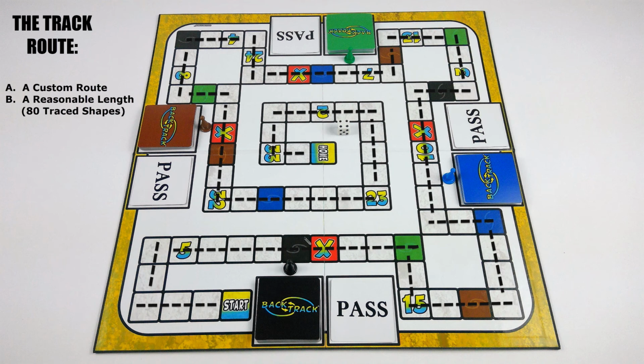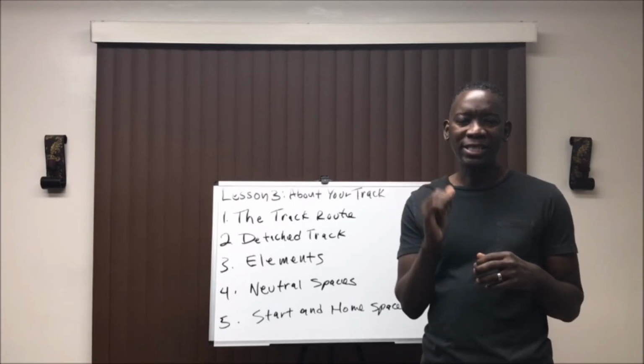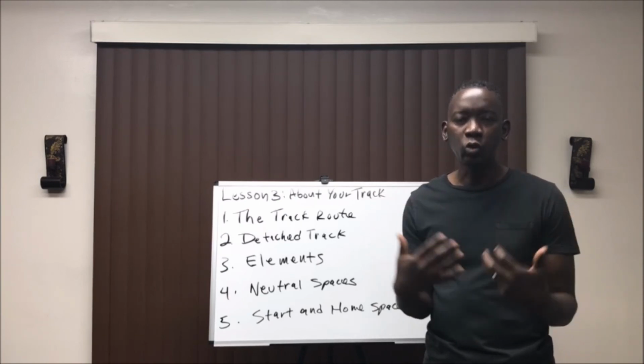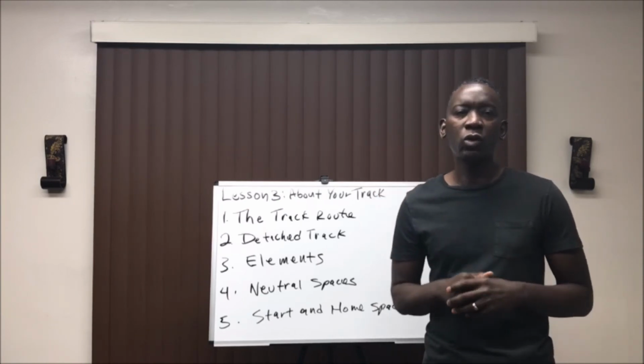Now what you'll see after following the dotted lines is two things about the track. One is that it is a custom route. In other words, when you are about to create your track for your board game, I'm going to have you create a custom track. It's going to be a track that's distinctive and unique, and it's not going to be like anybody else's track. So that's what you want to do. You want to create a distinctive and unique track route around the game board for your board game.